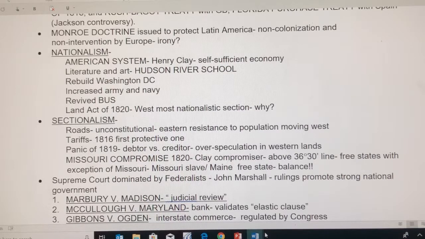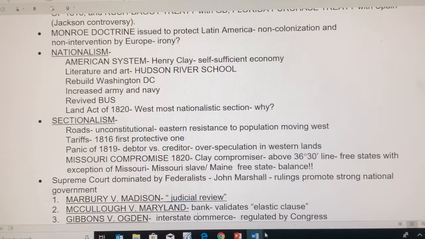The roads and canals are going to be in the North, not the South. We're going to see new literature, new art, such as the Hudson River School, that will champion American landscapes. We rebuilt the Capitol. We increased the Army and Navy. We revived the bank. And we're going to see the Land Act of 1820. And this Land Act of 1820 is basically the Missouri Compromise.